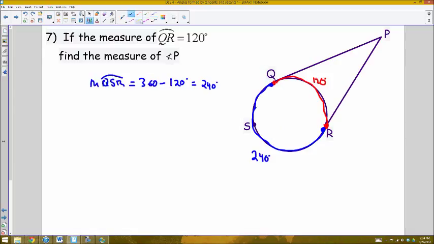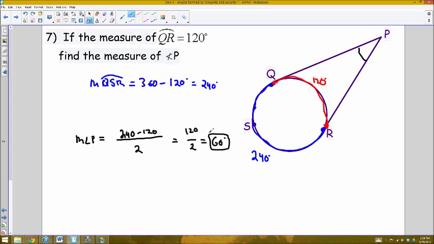Now, in order to solve the question and find the measure of angle P, the measure of angle P is equal to 1/2 the difference of the two arcs that I just found. So that would be 240 minus 120, which gives me 120, over 2, which is 60 degrees.